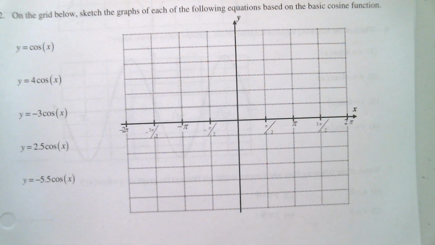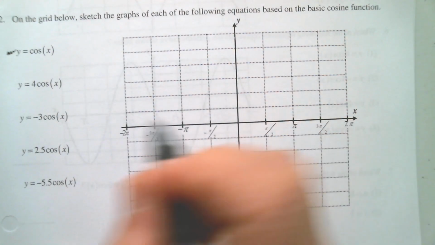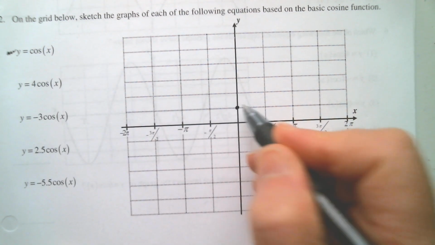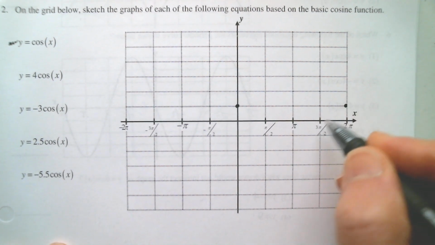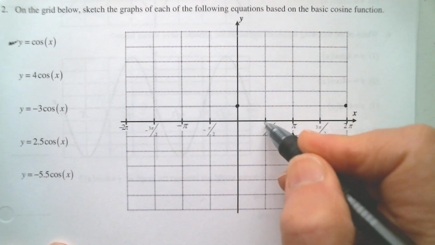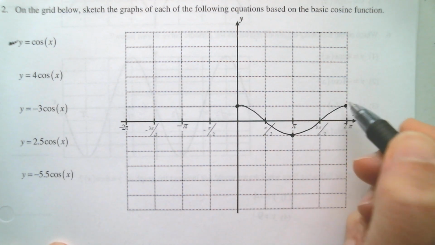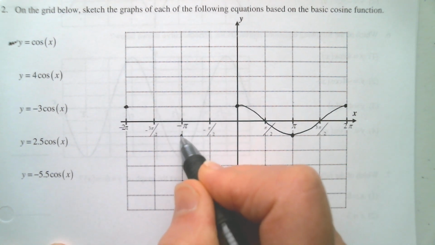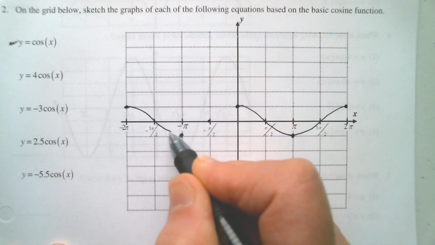Similarly for the cosine. Y equals 1 cosine x is going to start at 0, 1. At 2 pi, it'll end at a height of 1. Midway between, get down to -1. And reflect over the y-axis for the other portion of our graph.